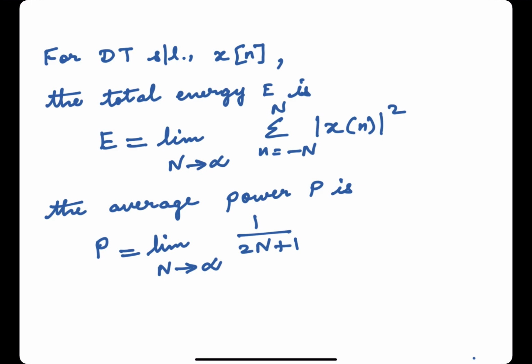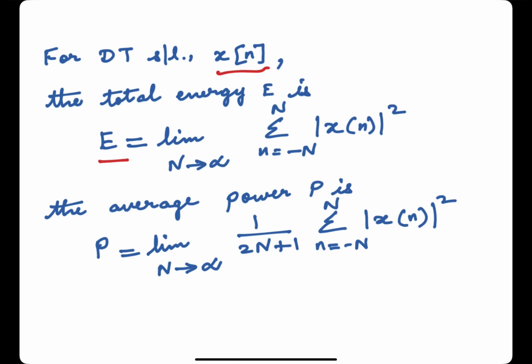Now we will discuss how to find the energy and power for the discrete time signal x[n]. The total energy of the discrete time signal x[n] is calculated by E = limit N tends to infinity summation n = -N to N of |x[n]|^2. And similarly, the average power P is given by limit N tends to infinity 1/(2N+1) summation n = -N to N of |x[n]|^2. So this is the equation.